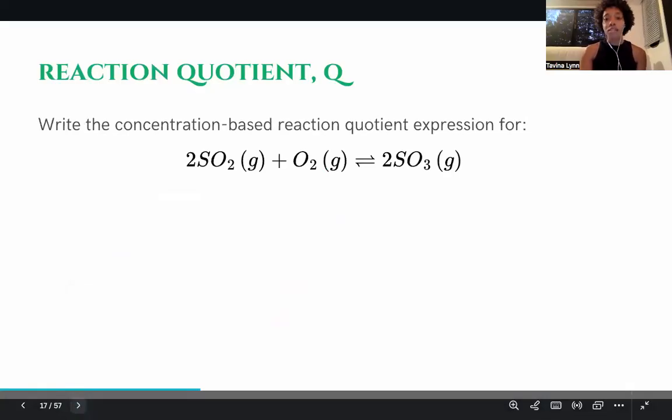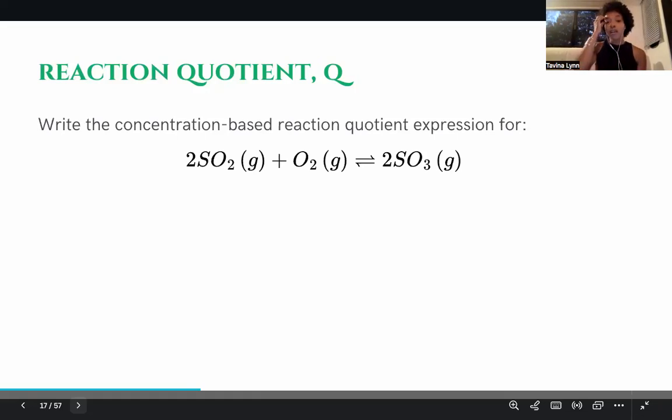Okay, so pause this video and write the concentration-based reaction quotient for the following reaction. Okay, welcome back.